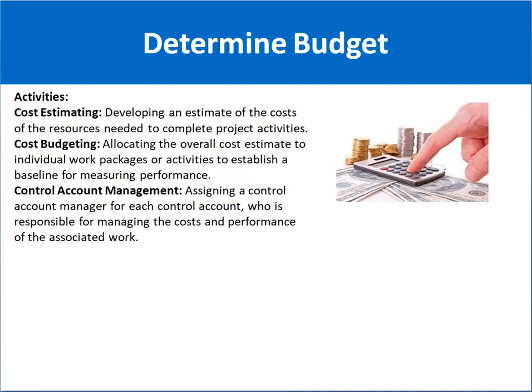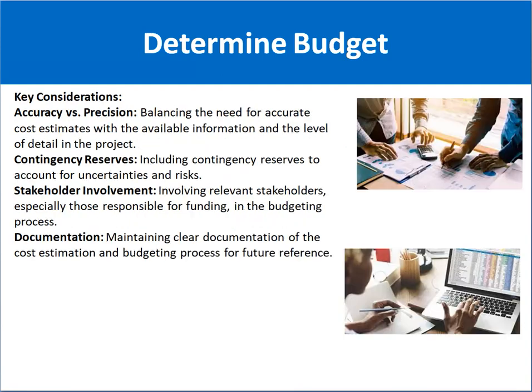Then, friend, there are different activities involved. For example, cost estimation develops an estimate of the cost of the resources needed to complete project activities. Cost budgeting means allocating the overall cost estimate to individual work packages or activities to establish a baseline for measuring performance. Control account management is basically assigning a control account manager for each control account, who is responsible for managing the cost and performance of the associated work.